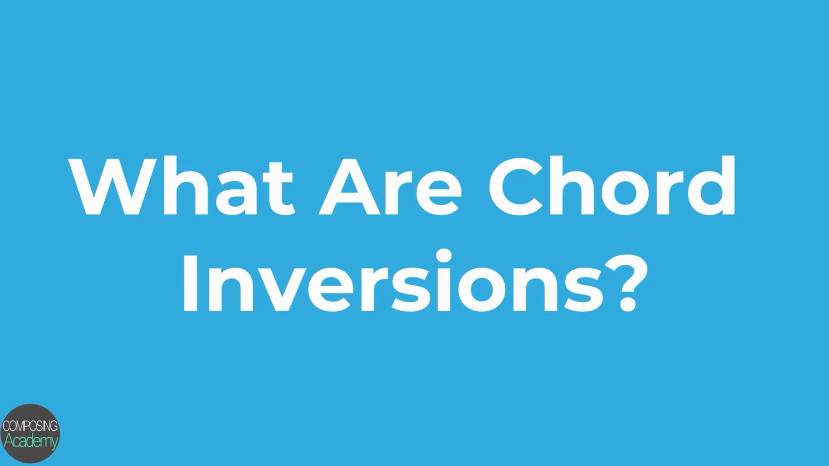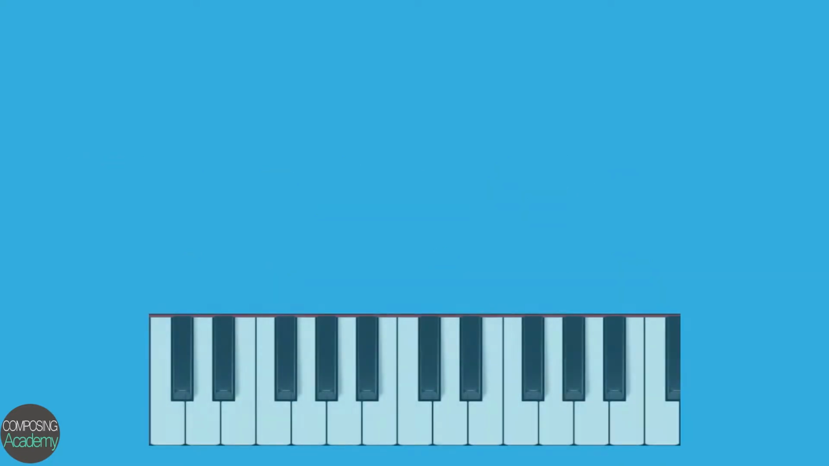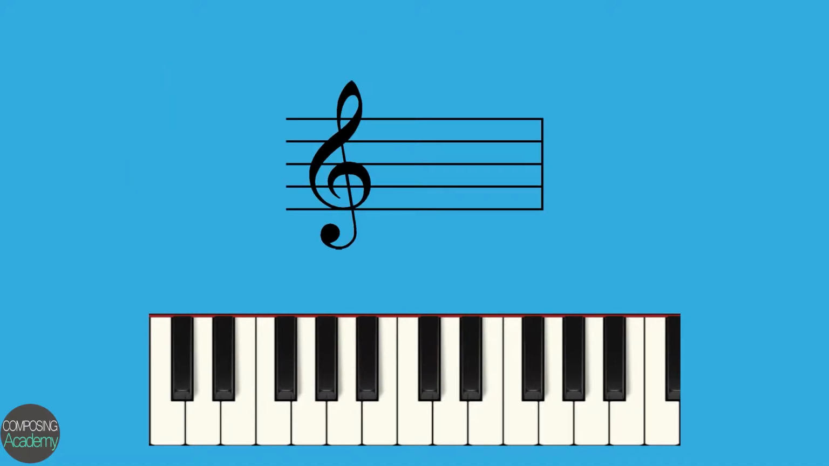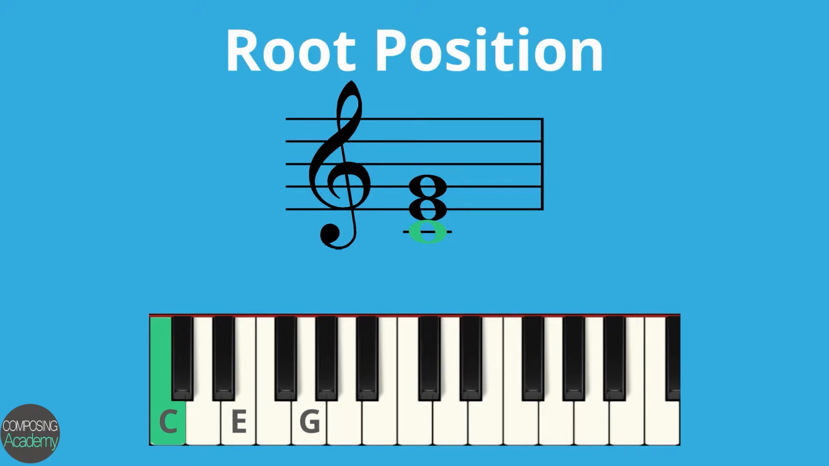So what are chord inversions? Chord inversions are simply the reordering of notes in a chord. Let's start with a C major chord, which has the notes of C, E and G. The root note of a C major chord is letter C. When the root note of a chord is on the bottom, it is called root position.